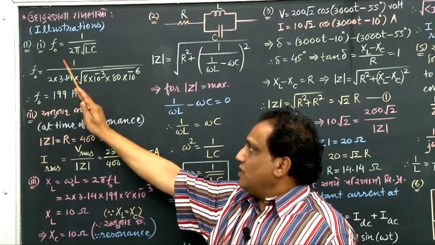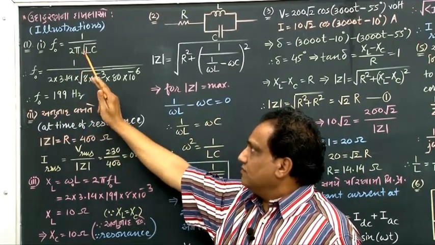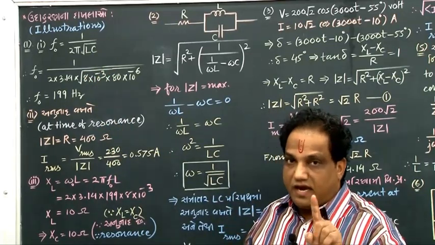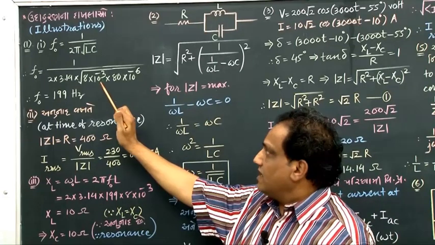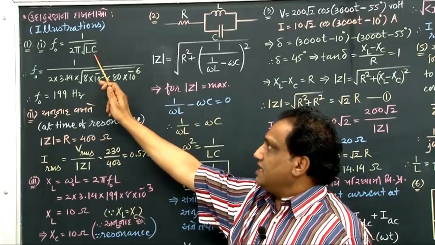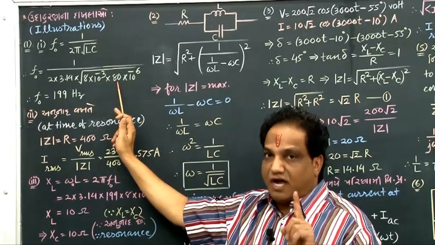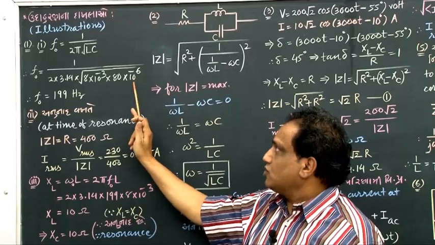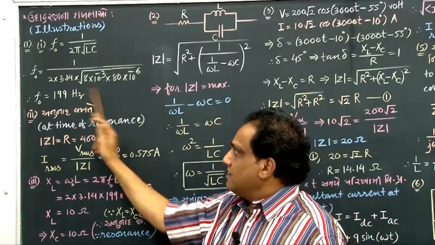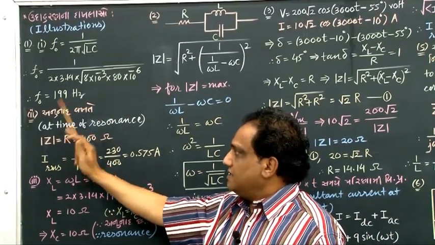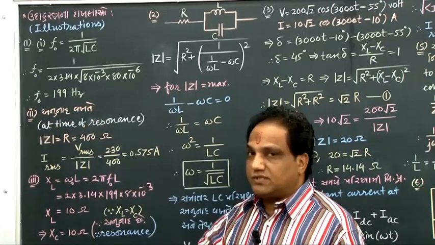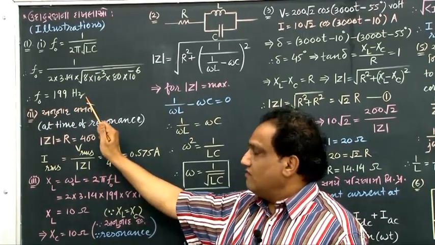Come on. 2 as it is, pi value is 3.14, under root of L. Inductance you are given 8 millihenry. Convert it into Henry, multiply by 10 raised to minus 3. C, capacitance they have given 80 microfarad, multiply by 10 raised to minus 6. Convert it into farad. Simplify. Answer is 199. You know the unit of frequency is hertz. Symbol is capital H small z. Don't put any full stop.